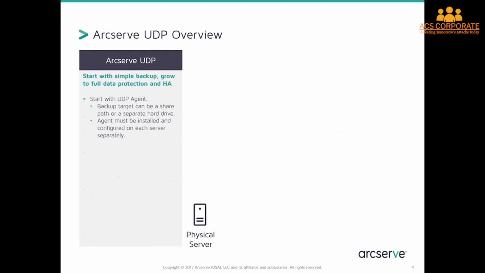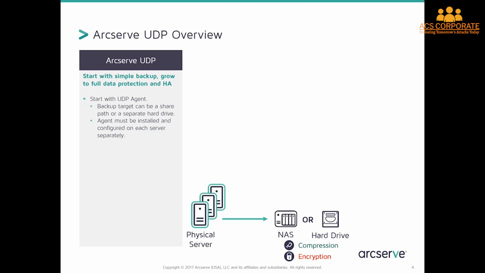From a design perspective, there's a few different components to UDP, and we can scale according to what the customer requirements are. We can start with a basic UDP agent installed on a physical server. We can also install it on a virtual machine if need be, and that provides backup going to a NAS, like a file share, or maybe to a USB drive or separate hard drive. These backups can be compressed and encrypted, and if you have multiple machines, we can deploy the agents on each of those and configure them and have the backups go to that NAS or hard drive.